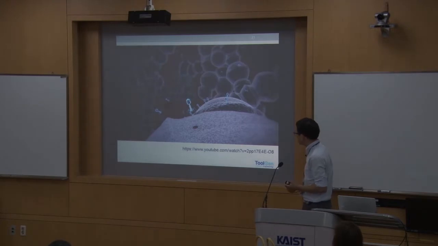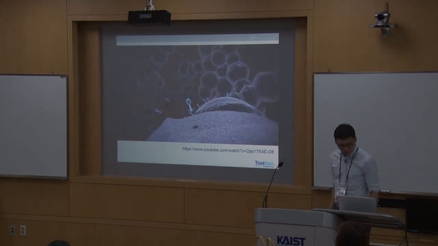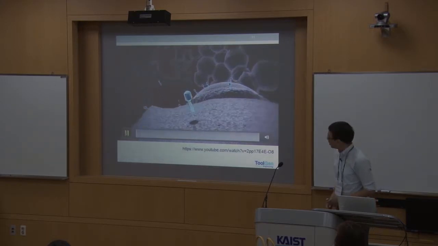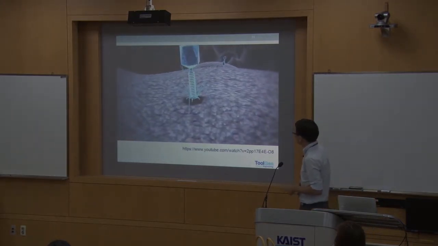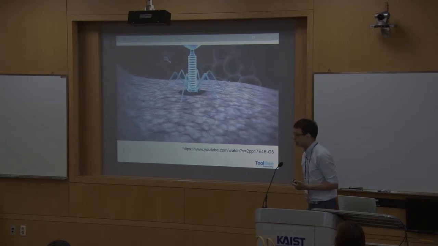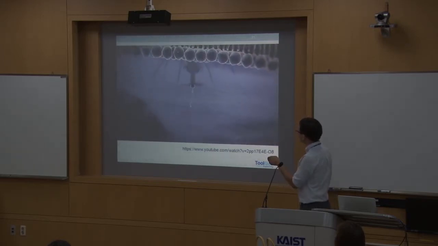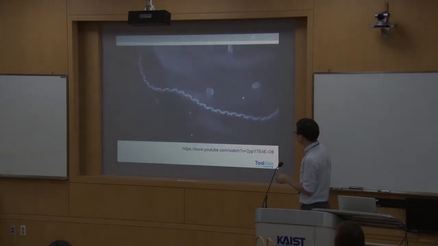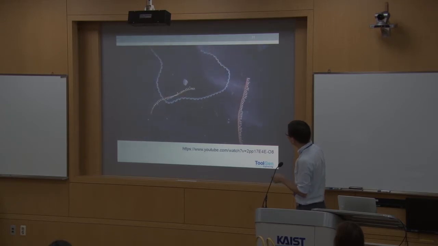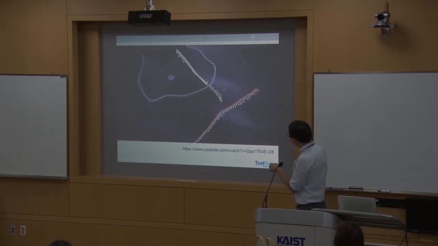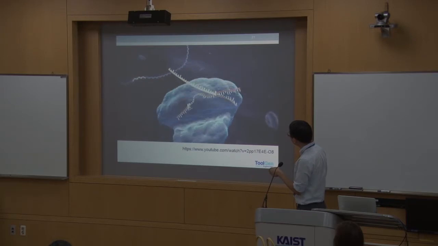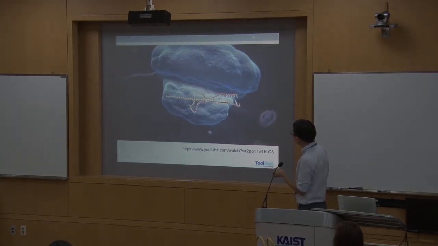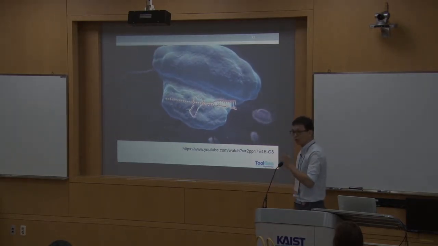So what is CRISPR? We'll see a short video from YouTube. CRISPR is a bacterial immune system. Bacteria also have viruses that attack them, and they sometimes do so by injecting their own DNA. The CRISPR-Cas system is a bacterial immune system where an RNA component together with a protein component can recognize DNA from outside.